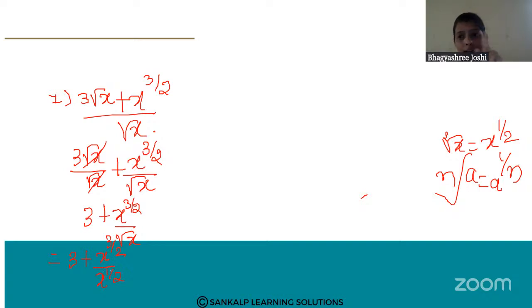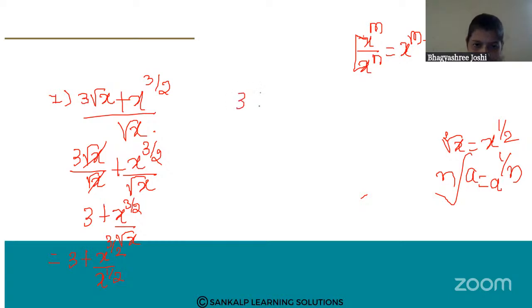Try to remember the properties of exponents. If the base is the same and the powers are different, then what will happen? x raised to m divided by x raised to n is equal to x raised to m minus n. This is one of the properties of exponents, right?